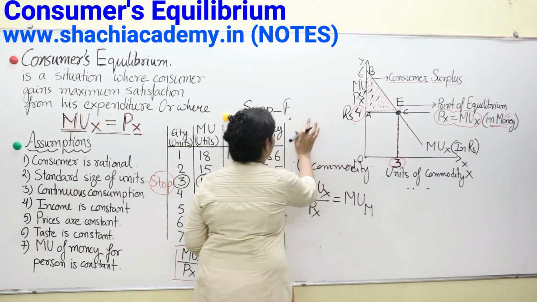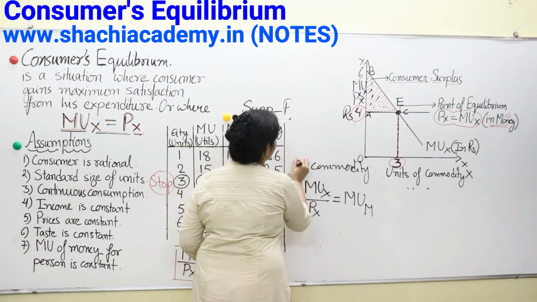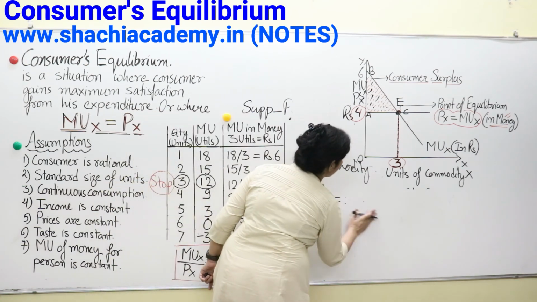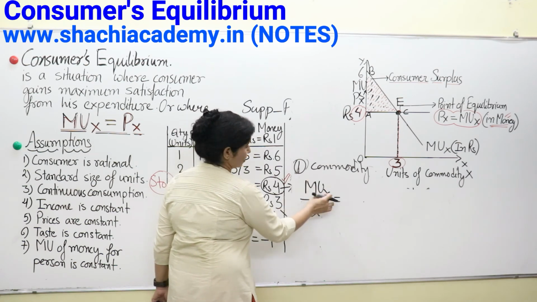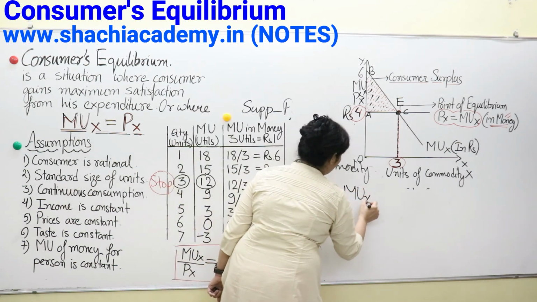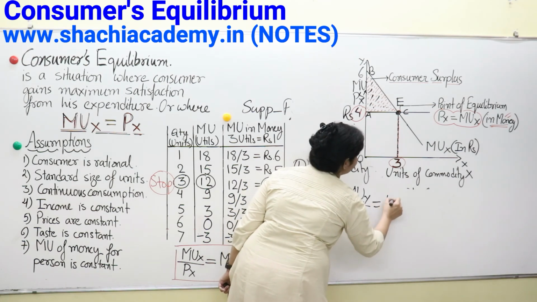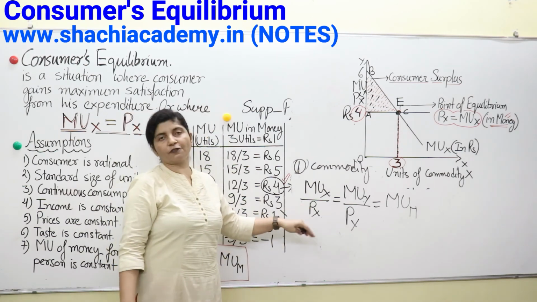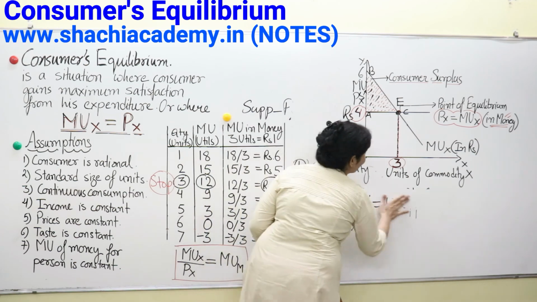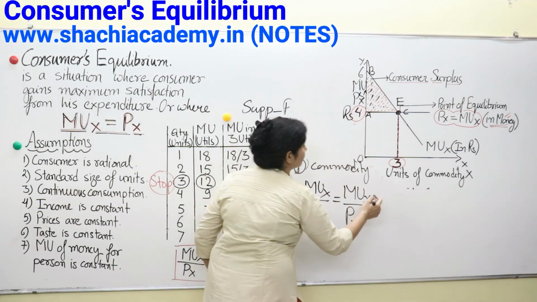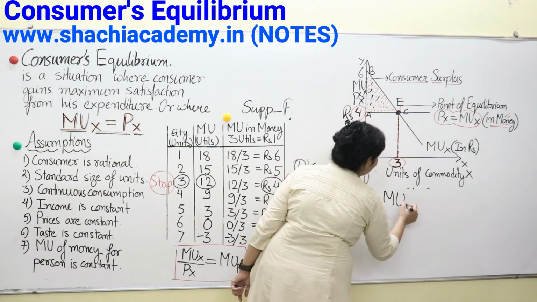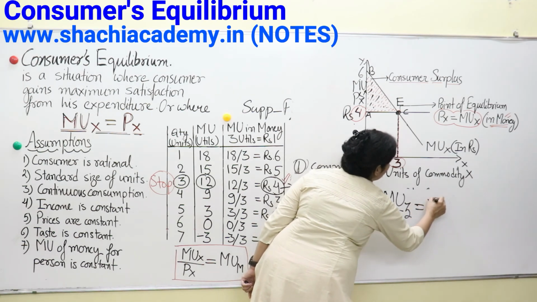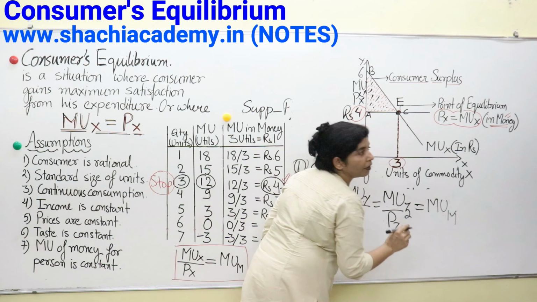But if in exams it comes that tell us the consumer's equilibrium formula for two or more commodities, then what will you do? You will rub this portion, simple. Here, commodity X, then you write commodity Y. Marginal utility of Y by price of Y is equal to marginal utility of money. Simple. If they say it is for two or more commodities, again rub this. Add one more commodity. Marginal utility of Z divided by price of Z is equal to marginal utility of money. This is so simple. You can do that.